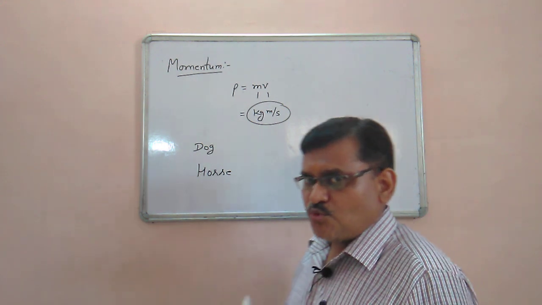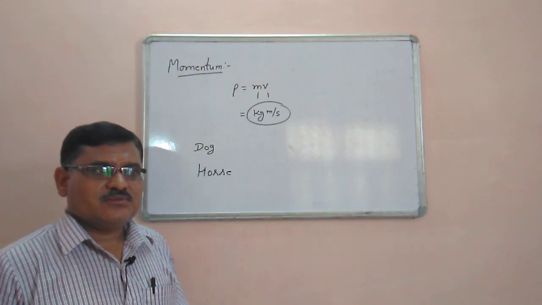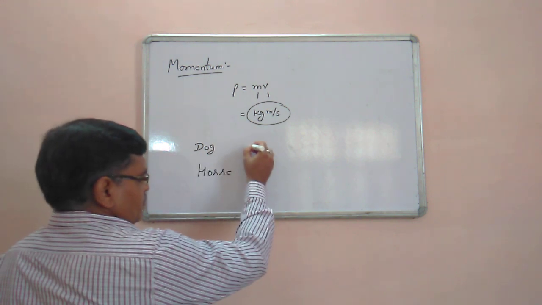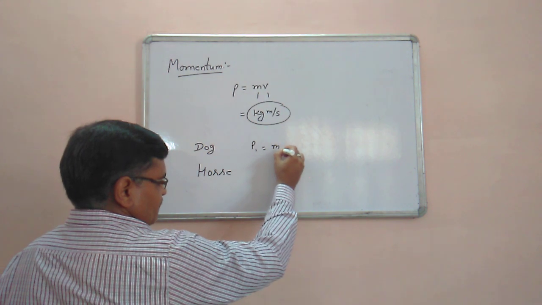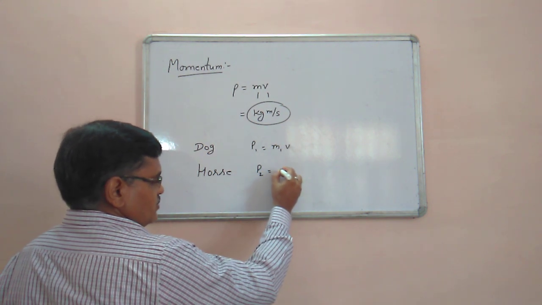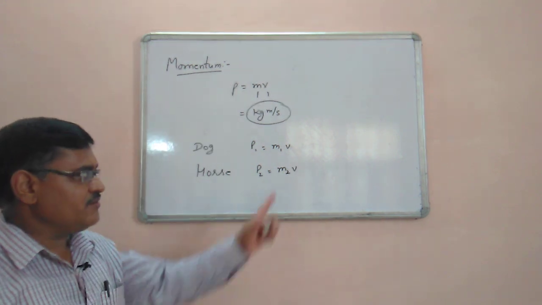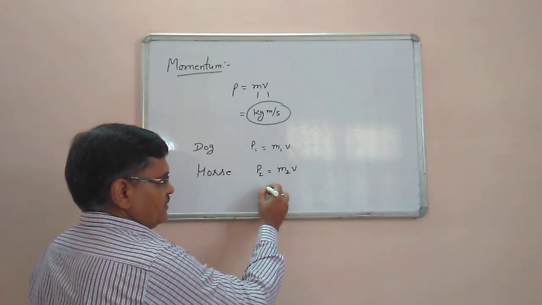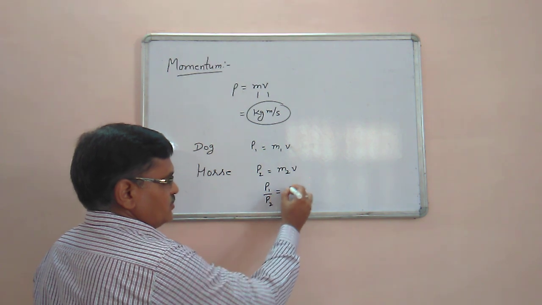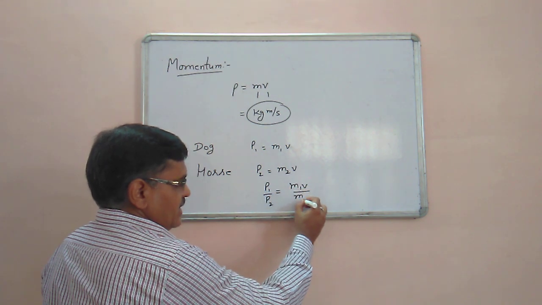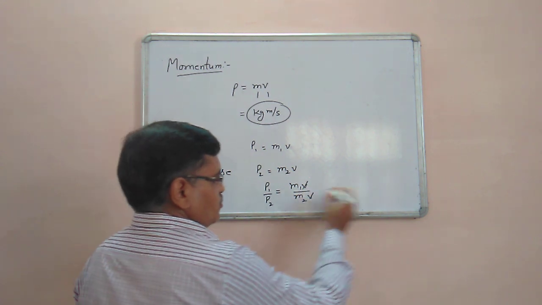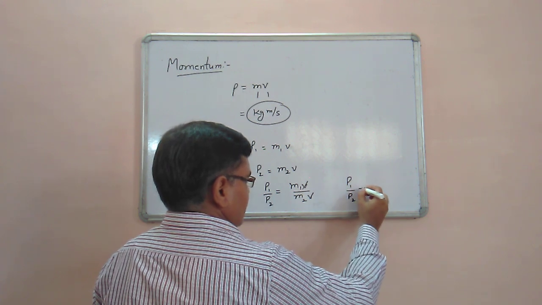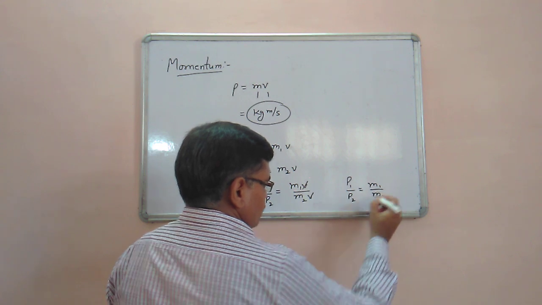So what does it mean? Although they have the same velocity, the momentum of both is different. And which has the higher momentum? The horse. For the dog, we have momentum P1 equal to M1V. For the horse, it is P2 equal to M2V. Why have I written V only? Because the velocities of both are the same. So if we compare the momentum, P1 divided by P2 is equal to M1V divided by M2V, and V cancels. So we get P1 divided by P2 as M1 divided by M2.